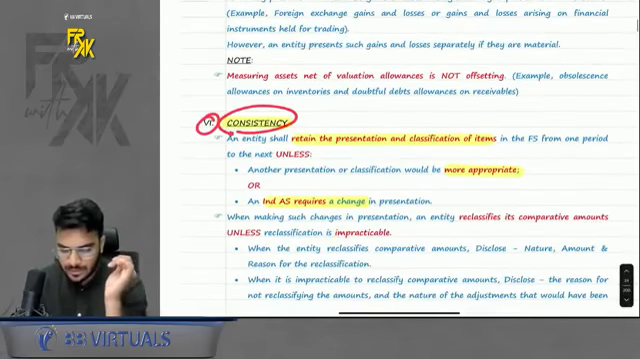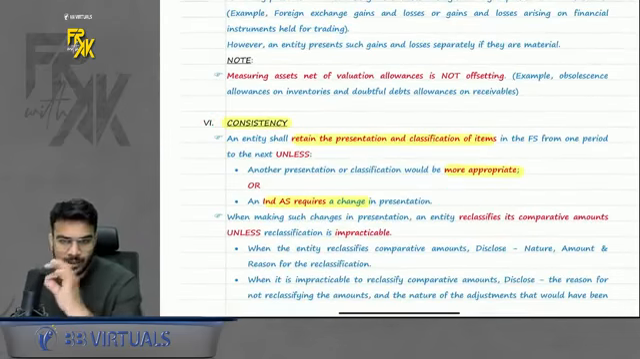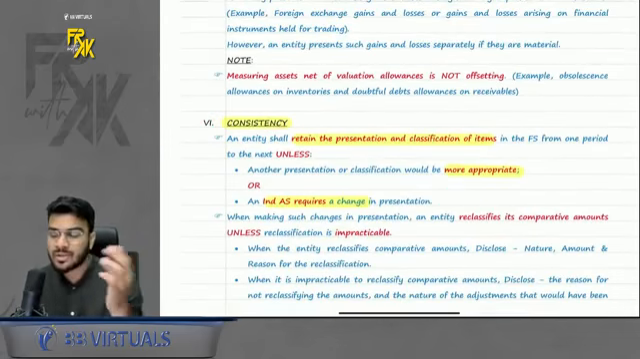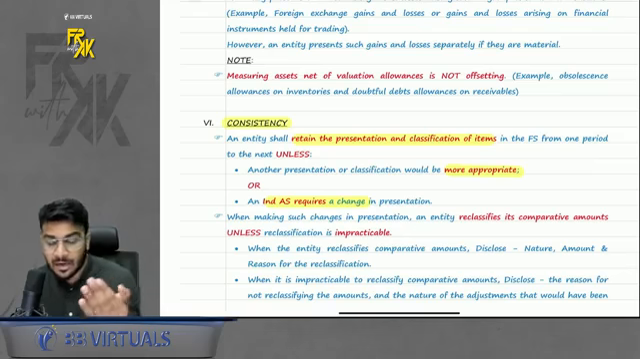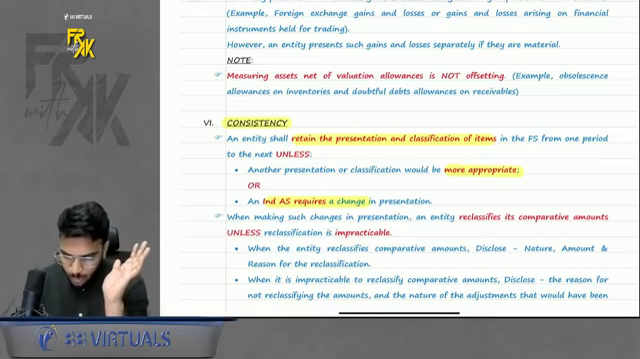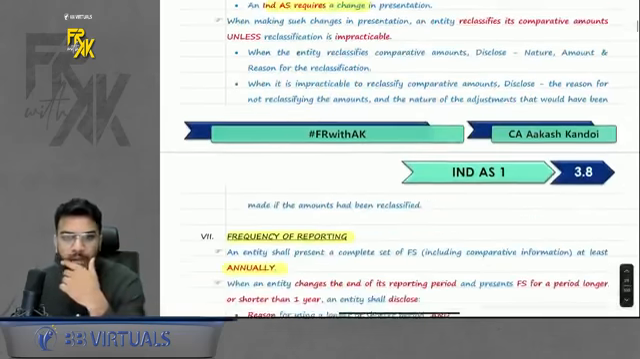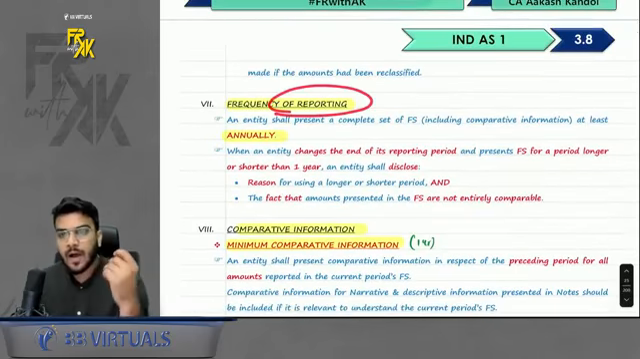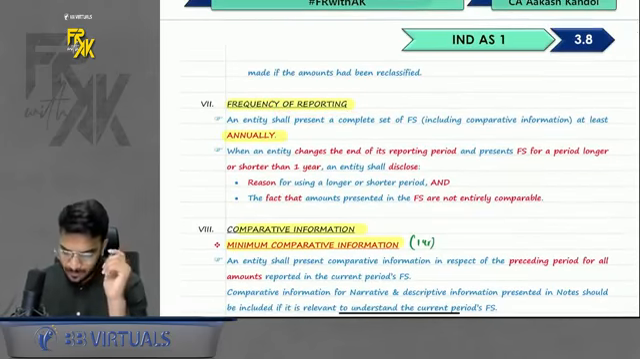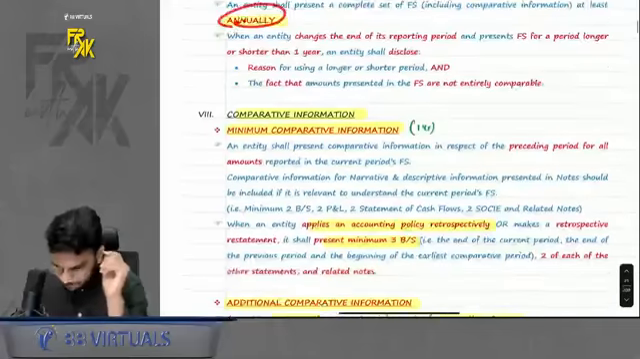Anyways, 6th point, consistency. Whatever you follow in the balance sheet, presentation, policies, classification, apply it consistently. Of course, you can change under exceptional circumstances, but to the extent possible, apply it consistently. Frequency of reporting. How frequently do you have to submit the annual financial statements? Once in a year, annually.